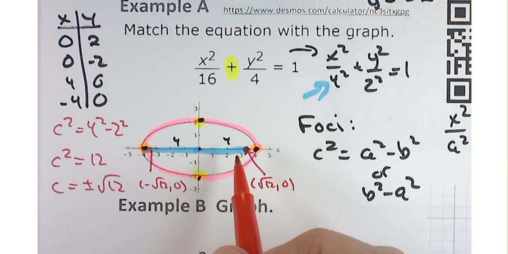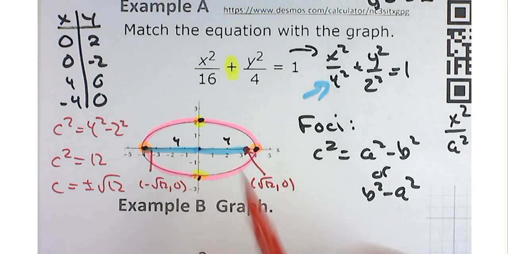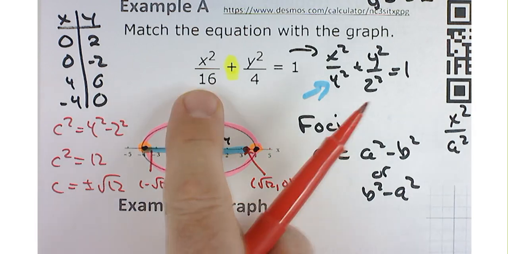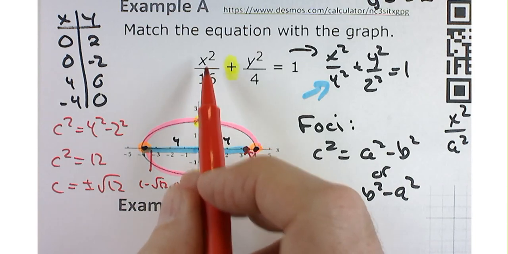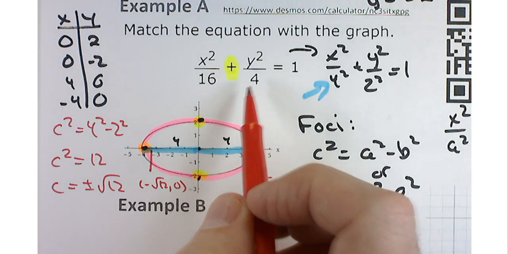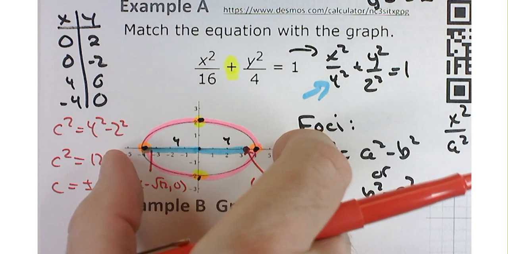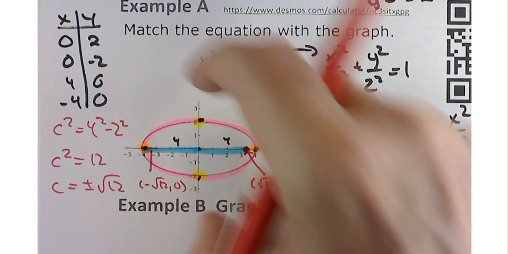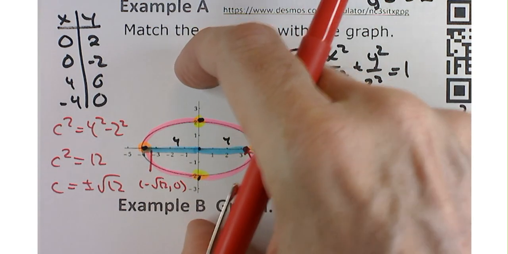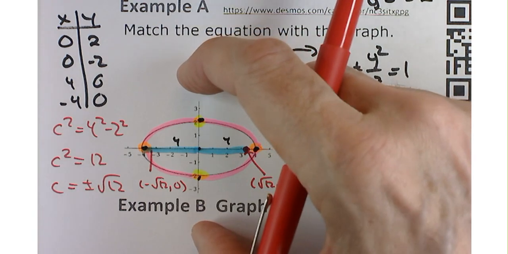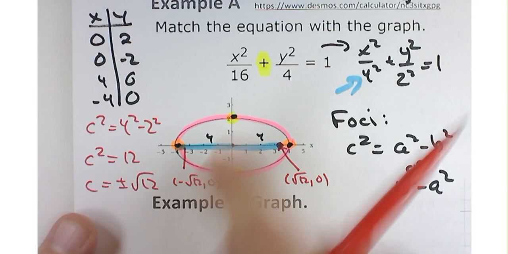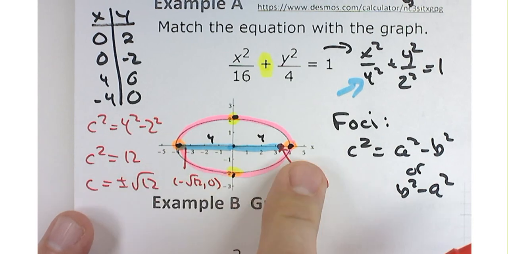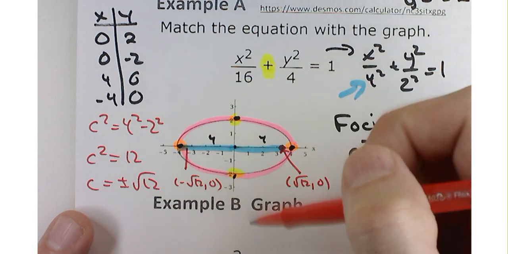Yeah, Adam? I had a question, so are A and B just like 16 and 4? Yeah, they're going to be these denominators. So now I could have written this problem as x squared over 4 plus y squared over 16, and then it would have been taller than it is wide. And in that case, the foci would be along the y-axis. They'd be up and down rather than left and right, because the major axis is where you're going to find your foci, and the major axis is always the longer one.